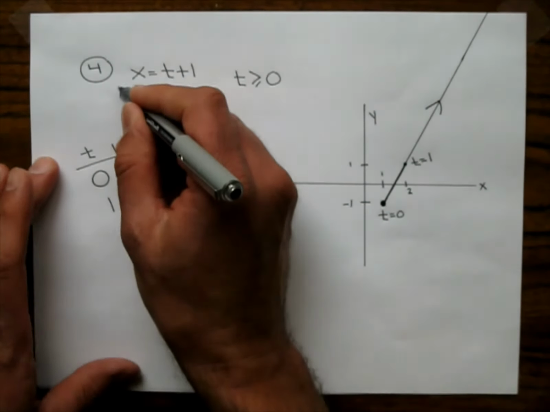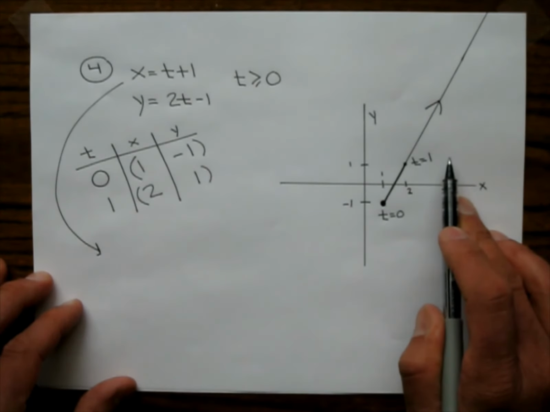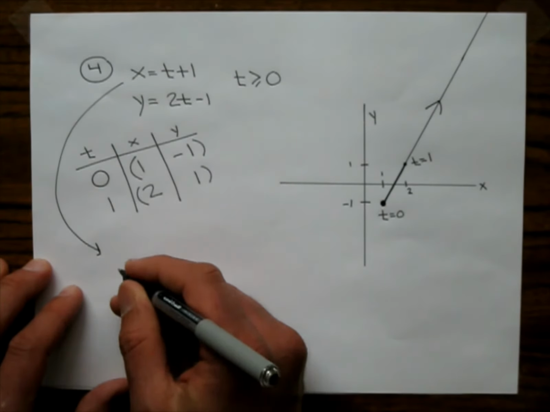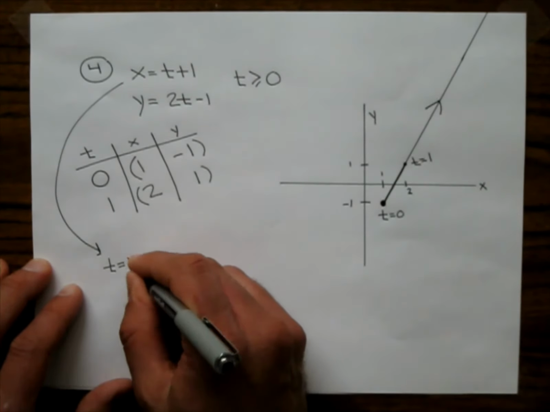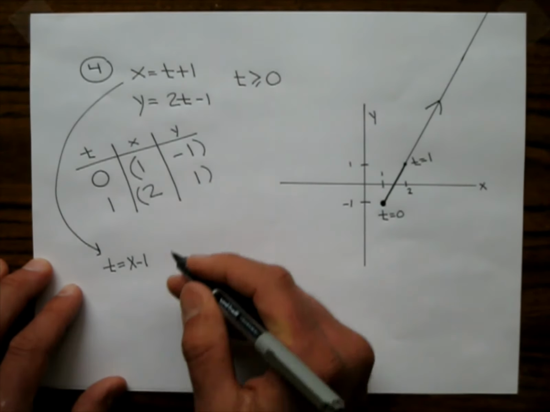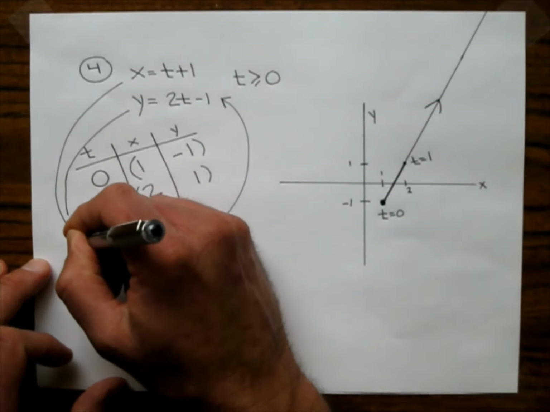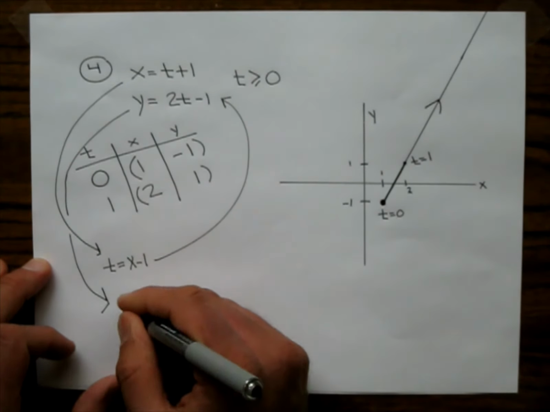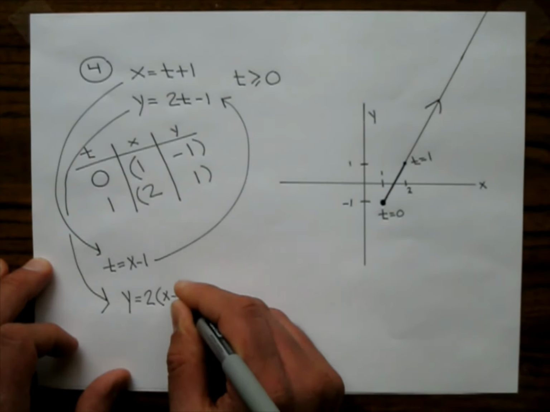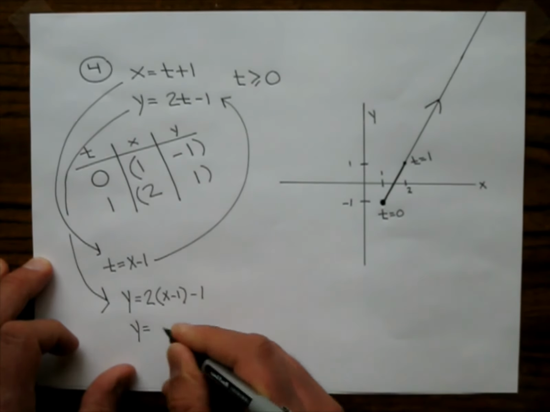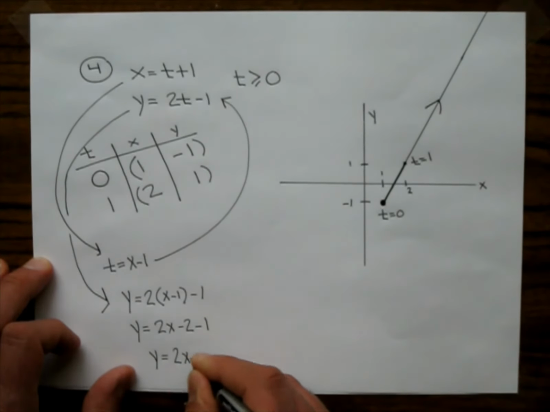I'm going to go ahead and do it the other way, okay? So what am I doing? I'm finding the rectangular equation. So I have the graph, check, rectangular equation. I'm going to solve for t in the first equation. So t equals x minus 1. Then I'm going to plug that into the second equation. So we have y equals 2 times x minus 1, minus 1. So y equals 2x minus 2 minus 1, y equals 2x minus 3.